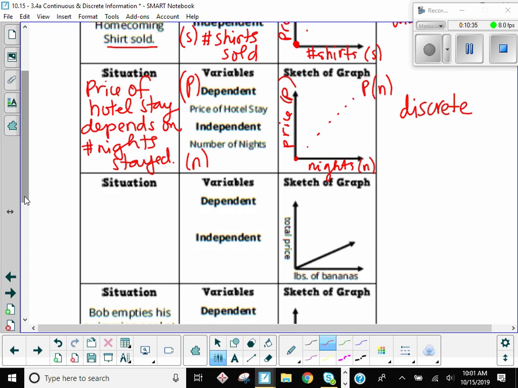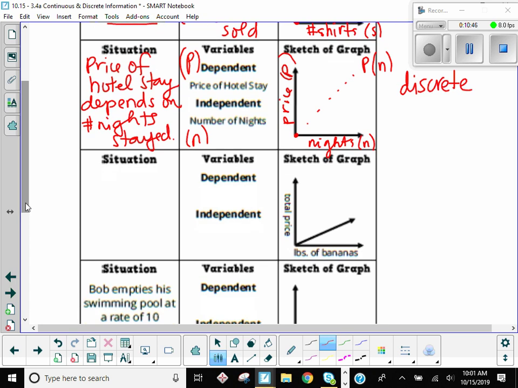I think we did everything for that situation, right? That situation, we're good with it? Which information are we given in this next instance? Graph information. Is that discrete or continuous? Continuous. Okay, so what is the dependent information here? Price. And what's the independent?